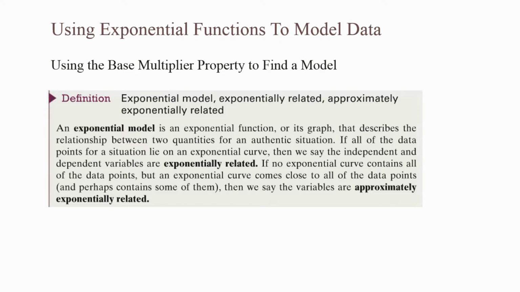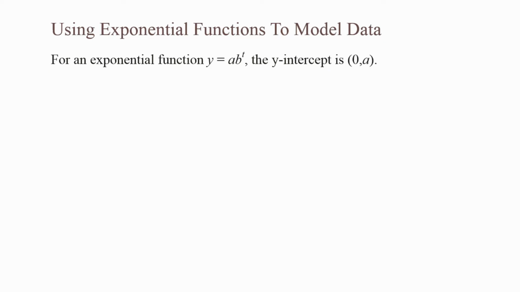If no exponential curve contains all of the data points, but an exponential curve comes close to all of the data points and perhaps contains some of them, then we say the variables are approximately exponentially related.